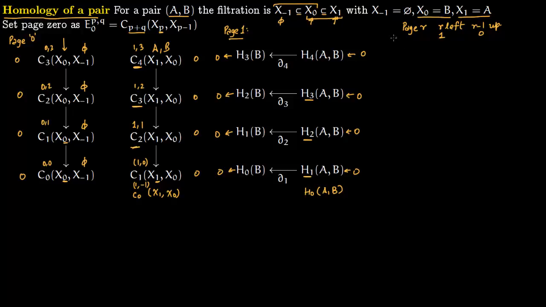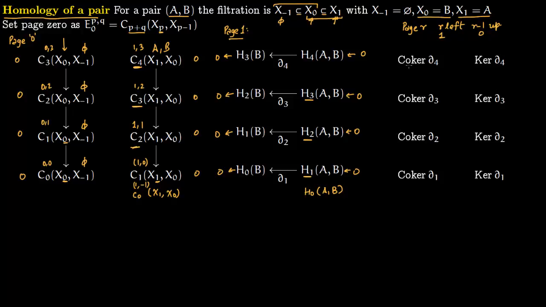So the next page, page 2, looks like this. You have co-kernel of delta 4, kernel of delta 4 corresponding to this map. Co-kernel of delta 3, kernel of delta 3. Co-kernel of delta 2, kernel of delta 2. Again, homology here is co-kernel of delta 1, homology here is kernel of delta 1. Homology here is kernel of delta 3, homology here is co-kernel of delta 3. So this is page 2, this is stabilizers. You can obviously see that the arrow going out from here will land in 0, and the arrow coming in here will come from here, because we are on page 2. So you will move 2 left and 1 up.